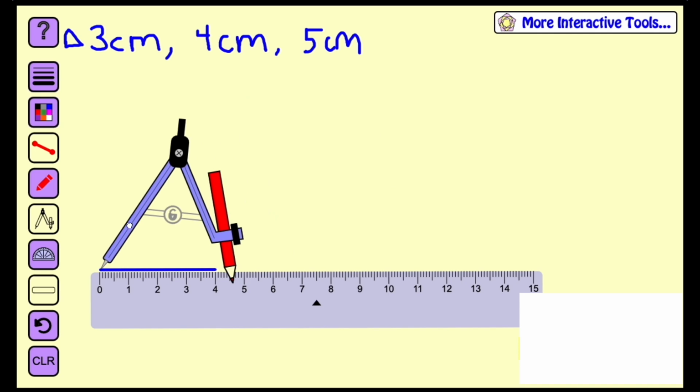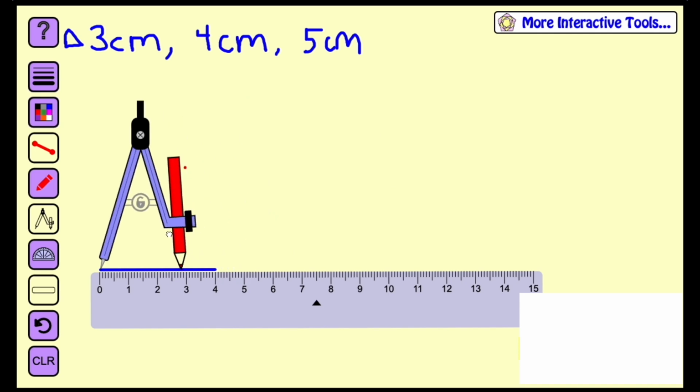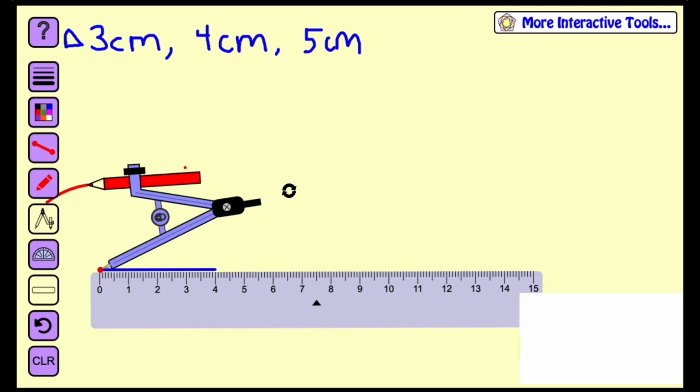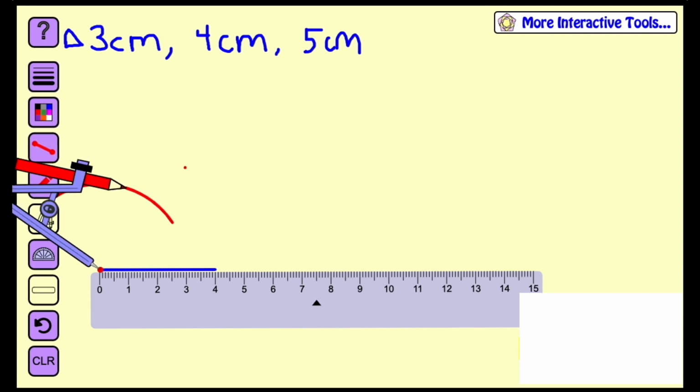We want to start by bringing the compass point to one end of that line segment. We want one side to be 3 centimeters long, so we're going to make it 3 centimeters long and lock our compass. Now rotate the compass and use the pencil to create an arc.